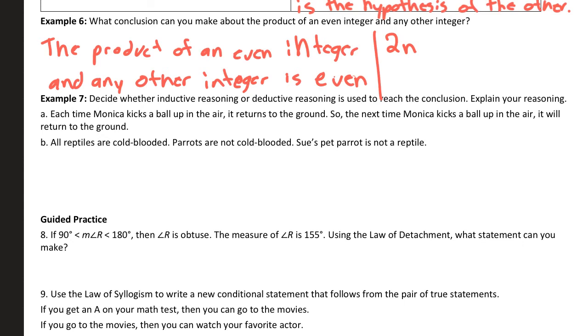So basically, if you think about it, if I introduce another number to multiply by my original number, it's 2 times 2 other numbers. I'm still multiplying by 2, so it's still going to be even. So that's the way we can say the product of any even number and any other integer is also even. Okay?